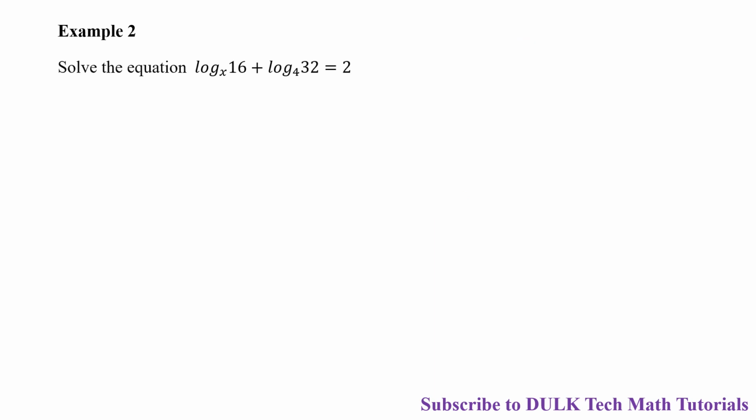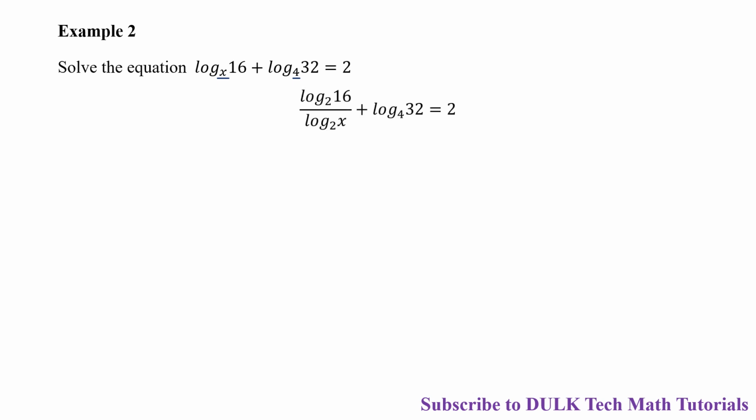Right, solve the equation. So if you look at these bases, we have x here and 4 here. The bases are not the same. So first of all, before we simplify, we can't use the laws of logarithms to express these two logarithms as a single logarithm while the bases are not the same. So we are going to make sure that the bases are the same. So the choice is ours. We can express log 16 base x in terms of base 4, or this one in base 4 in terms of base x.